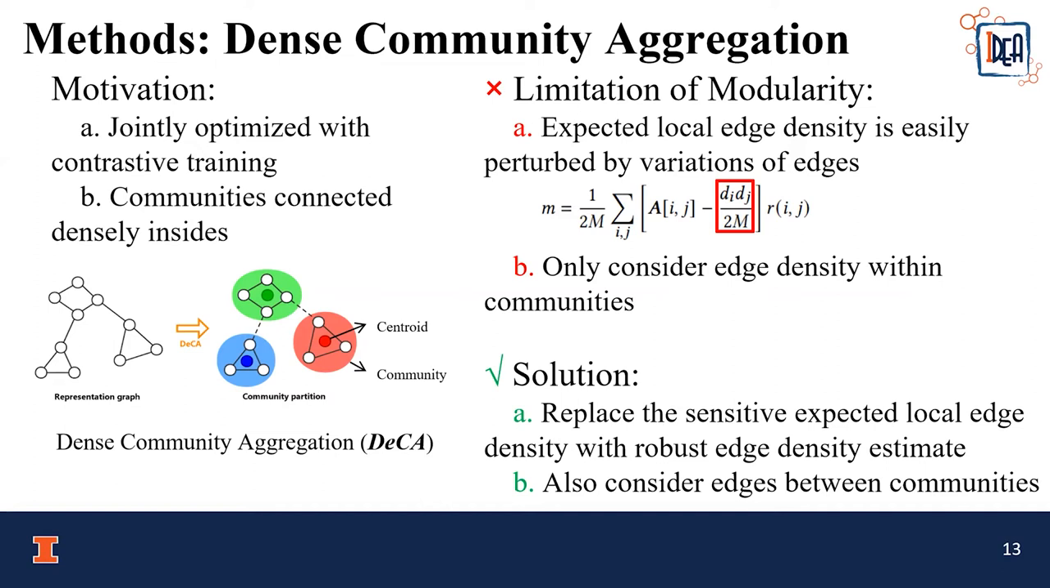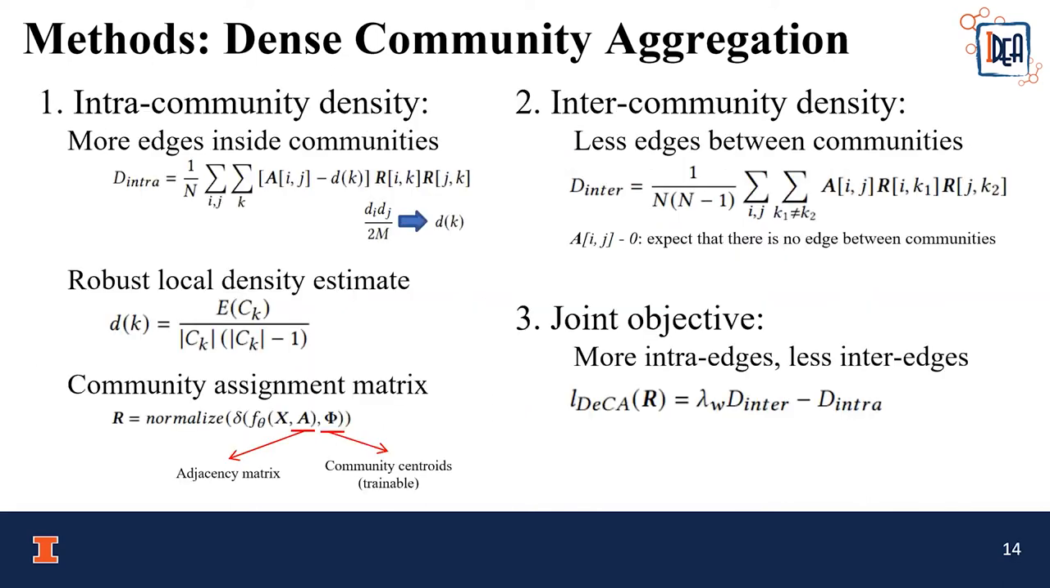Despite its success, there are also some limitations. First, the expected local edge density, you see the red bar, is easily perturbed by variations of edges. So it is too sensitive to the choice of node pairs, and it is not good for robust training. Second, the modularity only considers the edge densities within communities. To address these two problems, we first replace the sensitive expected density with a more robust one, and we also consider the edges between communities. And this is how we achieve this.